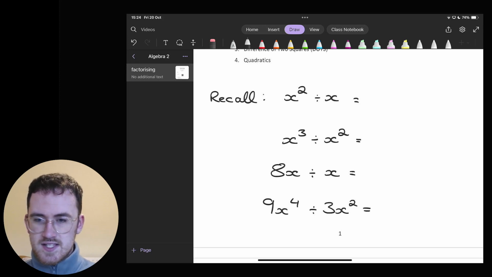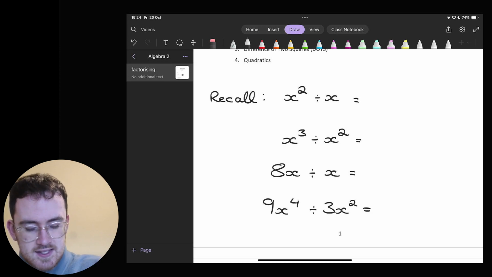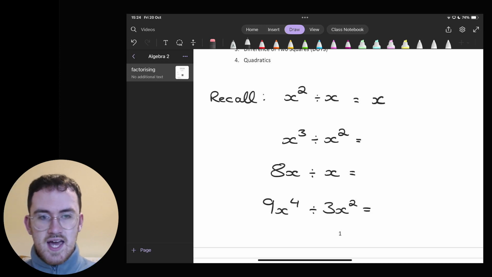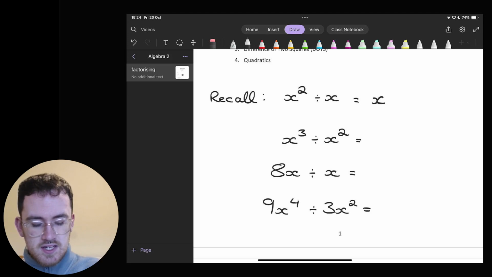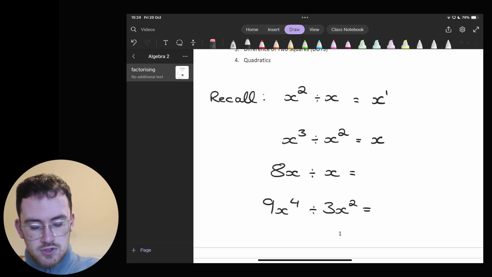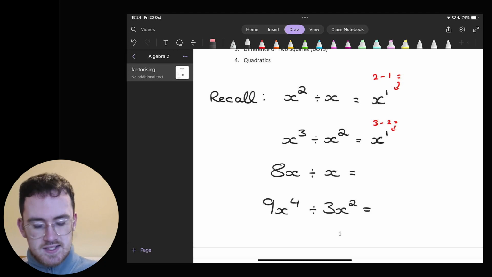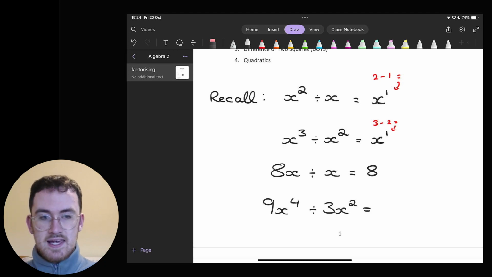So just to revise quickly over that for yourself, x squared divided by x leaves me with just an x. x cubed divided by x squared again leaves me with x. We said here what we were doing was subtracting the powers. So 2 minus 1 gives me this power of 1. 3 minus 2 gives me this power of 1. If I look here, 8x divided by x, that's just going to give me 8.